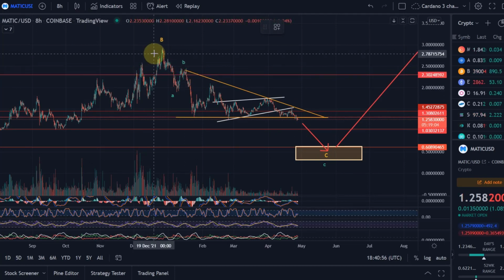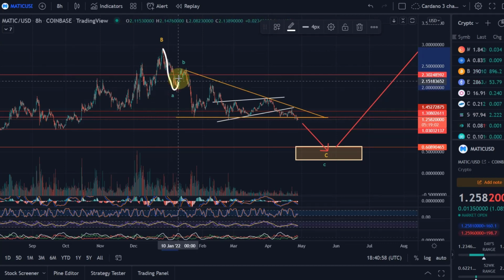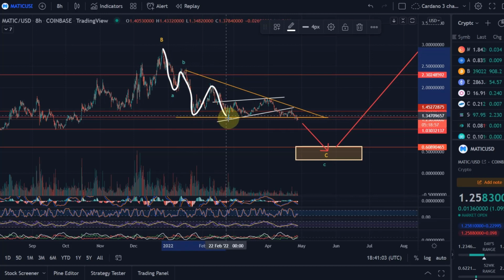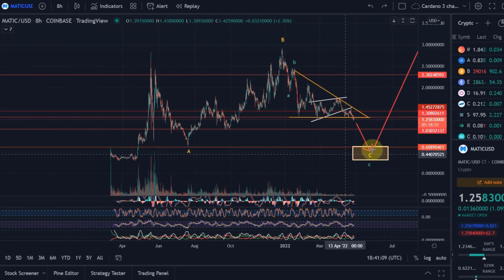All of this move here took a long time. Yeah, it started in January, making lower lows, lower highs, as you can see here. But it's taking a long time. The markets are always moving in waves. These are normal waves, normal market movements.